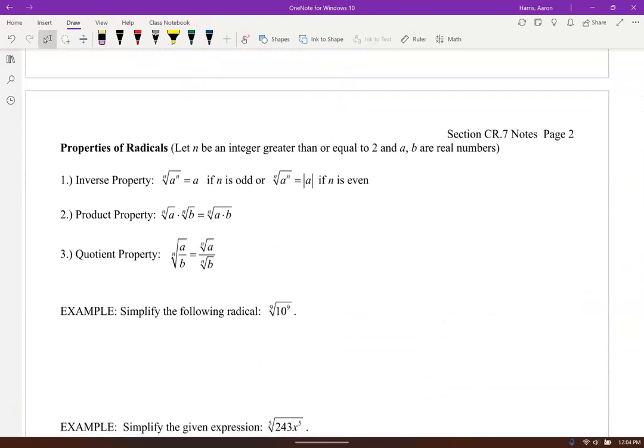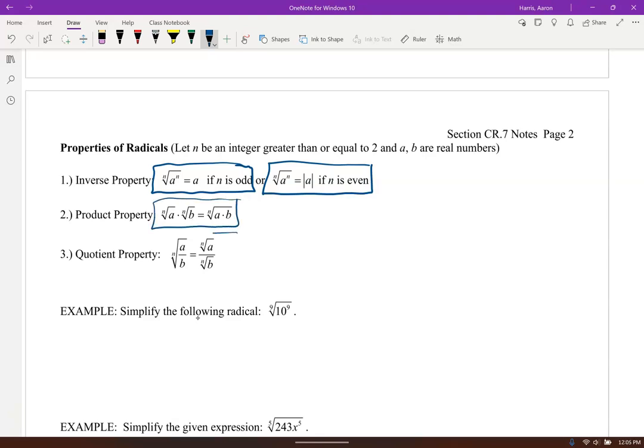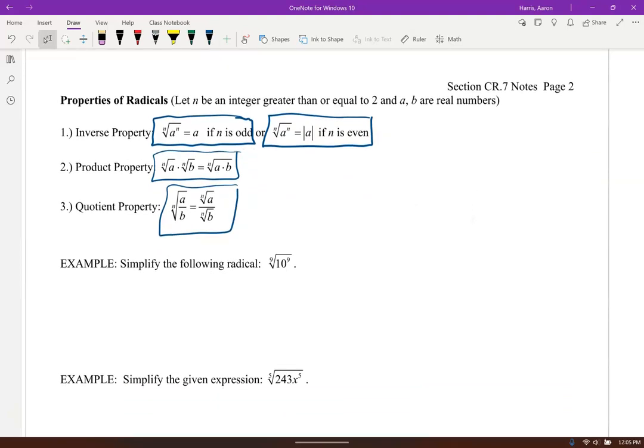All right, some properties of radicals. The nth root of a to the n is a, as long as n is odd. The nth root of a to the n technically is the absolute value of a if n is even, right? You have the product property of radicals, and you have the quotient property of radicals. Let's go ahead and use some of these. So the ninth root of 10 to the ninth.